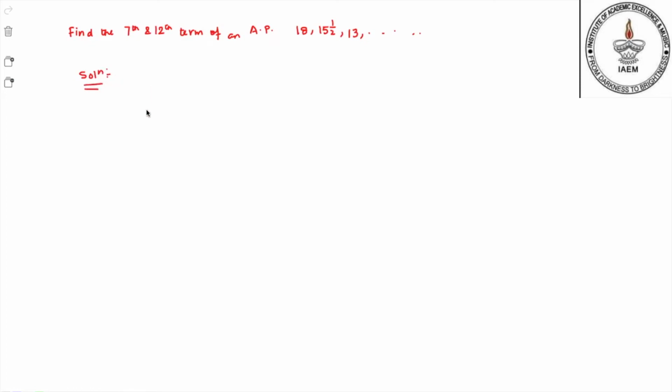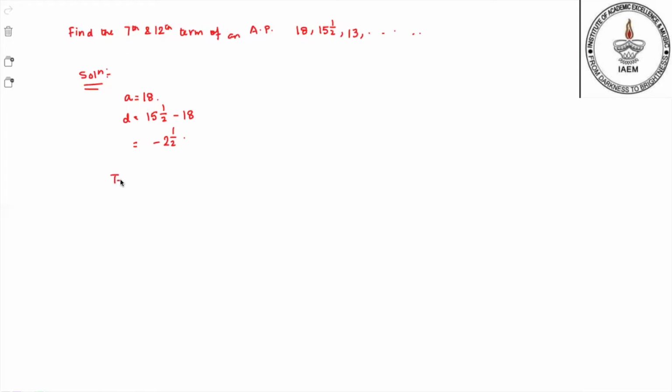So if we look at this sum, we will find that the first term, which is A, would be 18. The common difference, which will be second term minus first term, is 15 and a half minus 18. So it will be minus 2 and a half. Always remember that the common difference is found out by using second term minus first term, not the first term minus second term. Now my objective is to find out the 7th term.